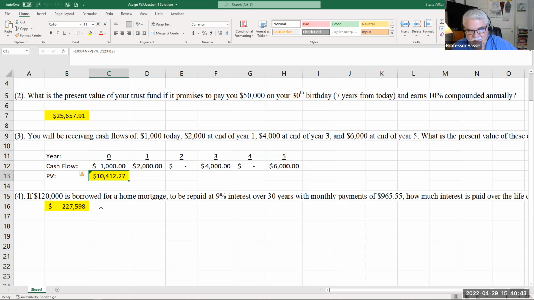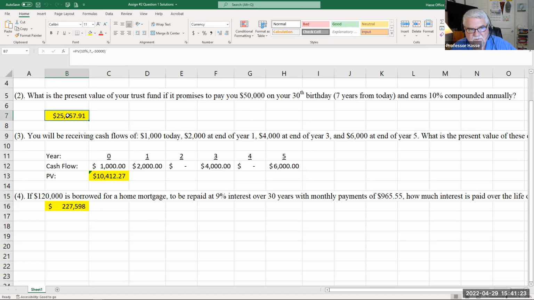Question 4: if $120,000 is borrowed for a home mortgage and repaid at 9% interest over 30 years with monthly payments of $965.55, remember, this is an amortization schedule. You don't have to compute that, because for how much interest is paid over the life, all you need to do is take the 12 payments over 30 years, which is 360 payments, times the monthly payments of $965.55, and then subtract the principal, $120,000, and you'll get the amount of interest you're paying over that time period.